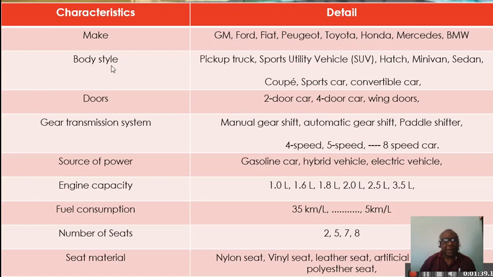Another way you can describe your car is by the body style. What is a body style? You can have a pickup truck. You can say your car is a sports utility vehicle, SUV. S means sports, U means utility, and V comes from vehicle. So we say SUV means sports utility vehicle. You can also describe your car as a hatch or hatchback, as a minivan, as a sedan, as a coupe or coupé, which is a French word. You can also describe your car as a sports car or convertible car. So let's see examples of this.